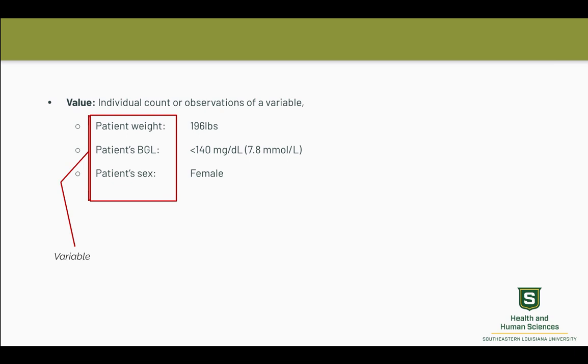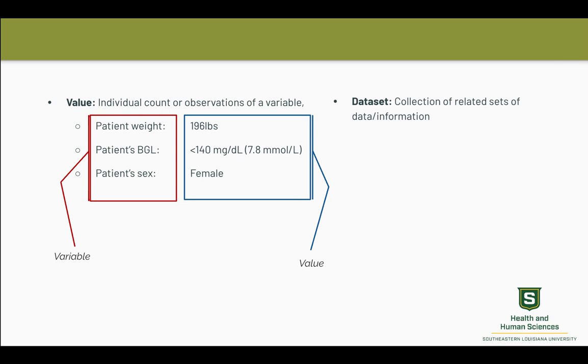So weight, blood glucose level, and sex indicate the variables, and these other entries become the values. So the variable is the characteristic that we are looking for, and the value is the count or observation for the corresponding variable that we are interested in.